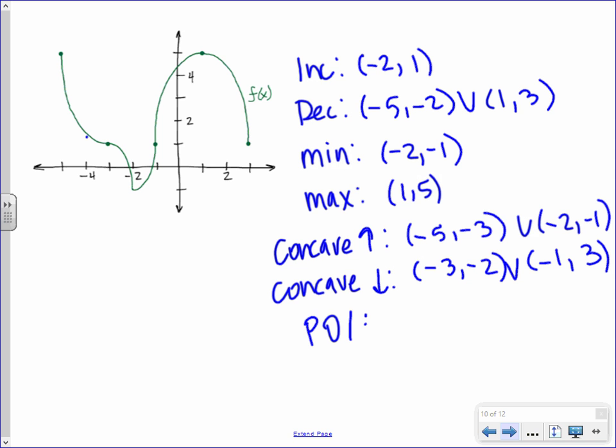Okay. So Isaac, St. Pierre, where are our points of inflection? -3, 1. And -1, 1. Okay. Identifying the information from a function graph, not so bad. It's very straightforward. Here's where it gets fun.